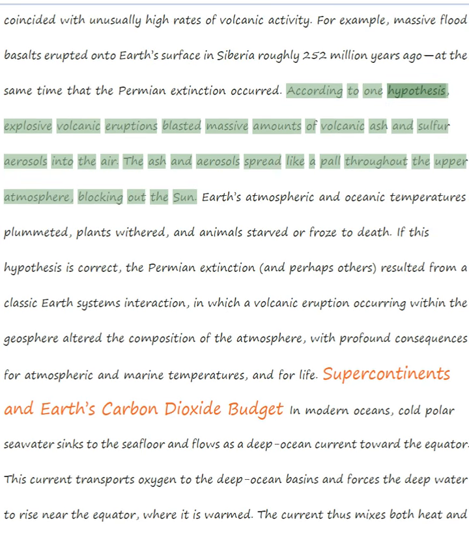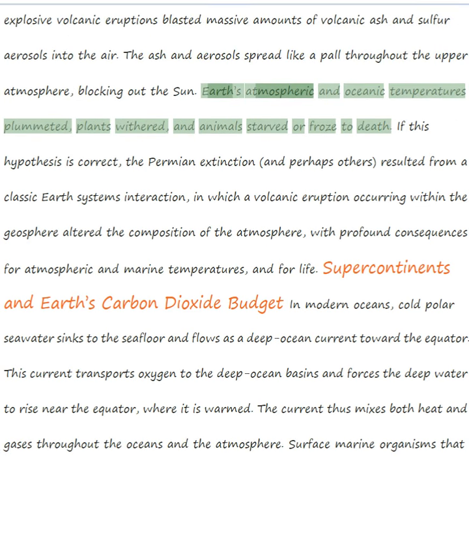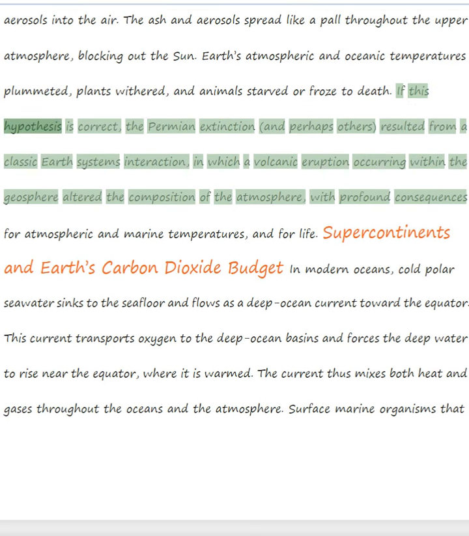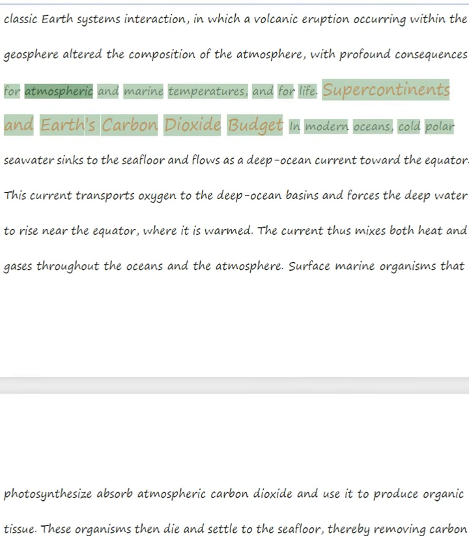According to one hypothesis, explosive volcanic eruptions blasted massive amounts of volcanic ash and sulfur aerosols into the air. The ash and aerosols spread like a pall throughout the upper atmosphere, blocking out the sun. Earth's atmospheric and oceanic temperatures plummeted, plants withered, and animals starved or froze to death. If this hypothesis is correct, the Permian extinction resulted from a classic Earth systems interaction, in which a volcanic eruption occurring within the geosphere altered the composition of the atmosphere, with profound consequences for atmospheric and marine temperatures, and for life.